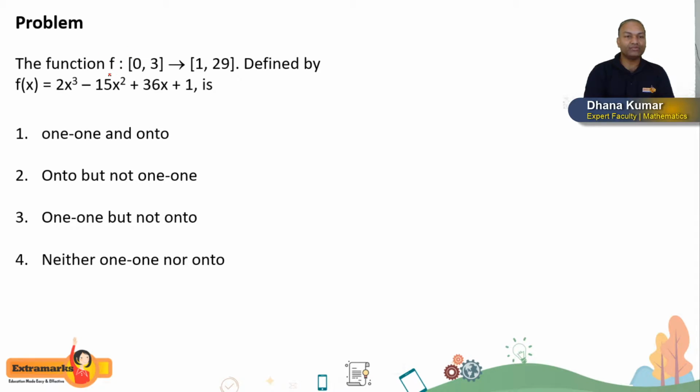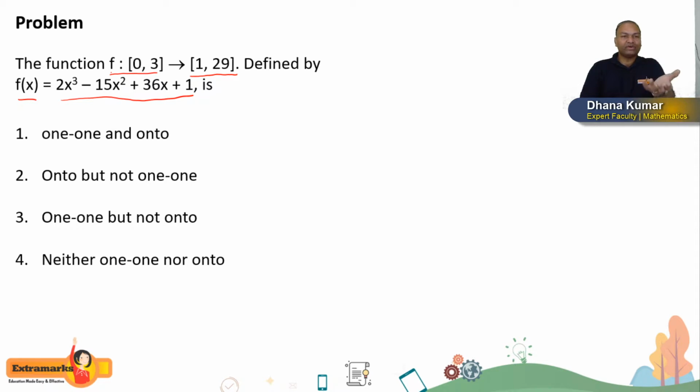The function f from the closed interval [0, 3] to the closed interval [1, 29] defined by f(x) = a degree 3 polynomial is given. What are the options? First option: 1-1 and onto. Second: onto but not 1-1. Third: 1-1 but not onto. Fourth: neither 1-1 nor onto.